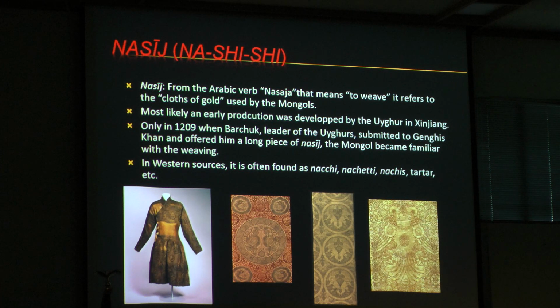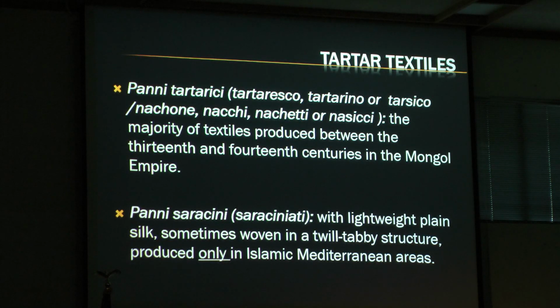In Italian sources, Mongol textiles are recorded as panni tartarici, or also tartaresco, tartarino, tarsico, nacone, nacchi, nachetti, or nasici, only from the 14th century onward. This can differ from the panni saracini or saracinati that were produced only in Islamic Mediterranean areas. As I mentioned at the very beginning of this lecture, it is not always easy, as you can see, to match Eastern and Western written sources with the material analyzed. The nasij, the golden weaving of the Mongols, that is generally translated as tartar, refers to different types of textiles.